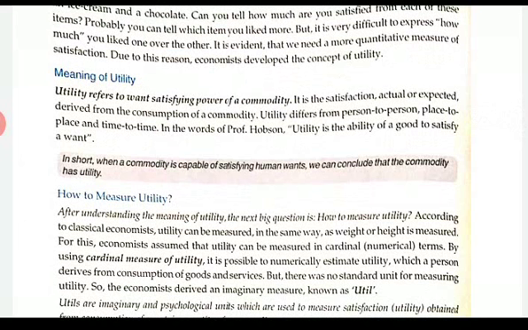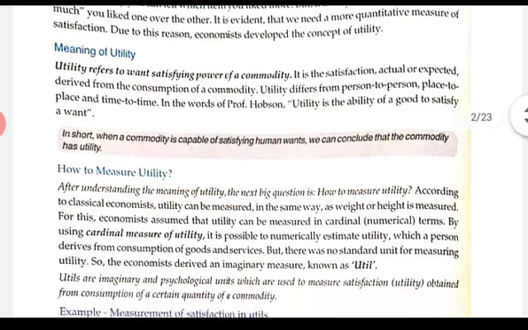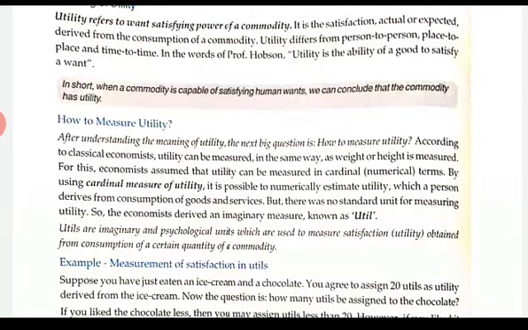Cardinal means numerical terms. By using cardinal measures of utility, it is possible to numerically estimate utility. So the economists derived an imaginary unit to measure utility, and that is the util. Utils are imaginary and psychological units which are used to measure the satisfaction or utility obtained from the consumption of a certain quantity of a commodity. So utility is measured in utils.